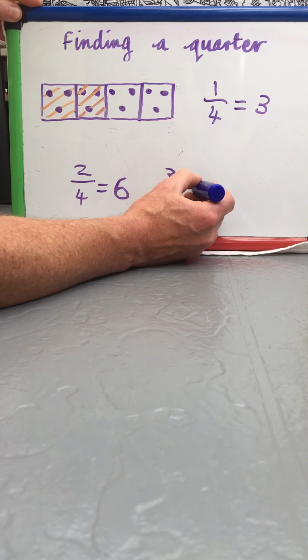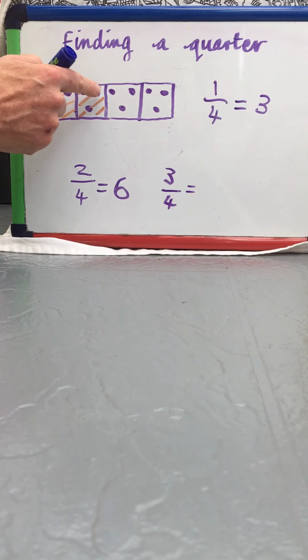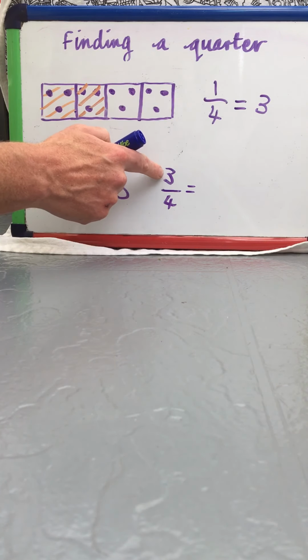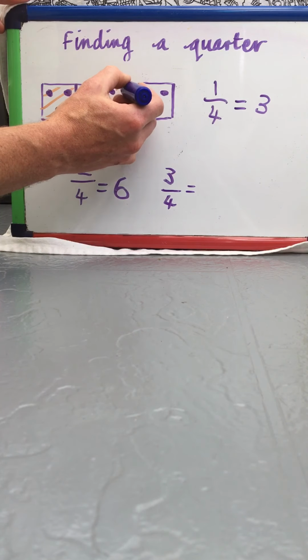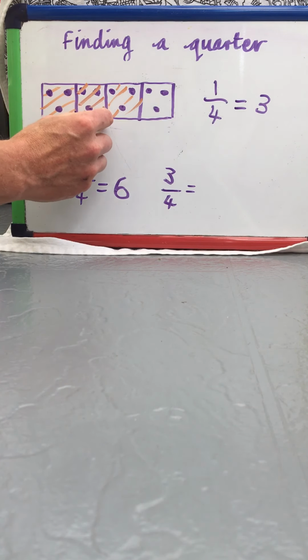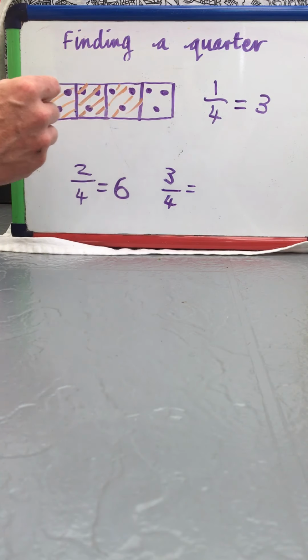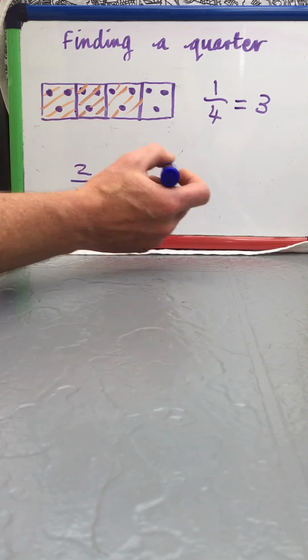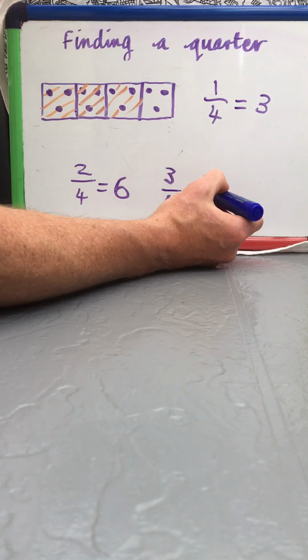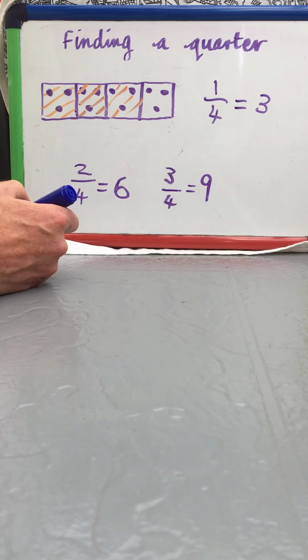3 quarters of 12. Well, we've coloured in 1, 2, but we want to colour in 3. 3 quarters. So we need to look at this one, and this one, and this one. 3, and another 3, 6, and another 3 is 9. That's right. 3 quarters. So 3 quarters of 12 is 9.